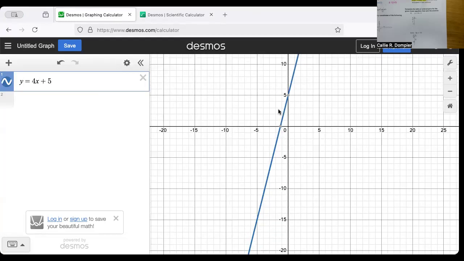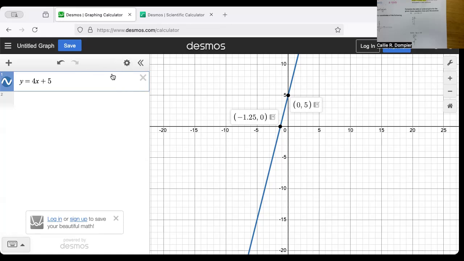Right? So you see that it goes through the point (0, 5). That means that when x is equal to 0, the y will be equal to 5. It goes through (-1.25, 0). That means when y is equal to 0, the x will be -1.25. So remember, when you have the ordered pair, the first number is always x, the second number is always y. Okay? Now they're asking us to make a table for this linear equation.